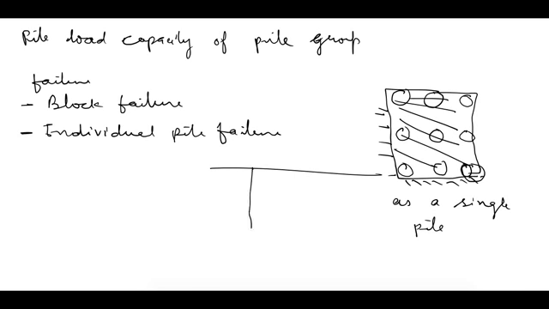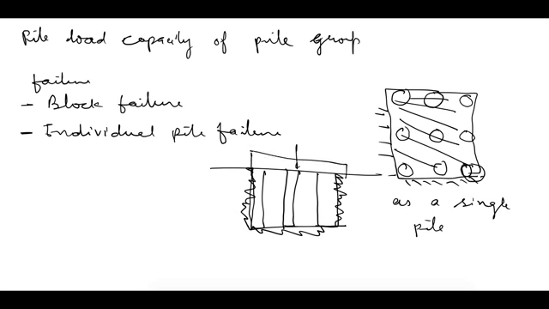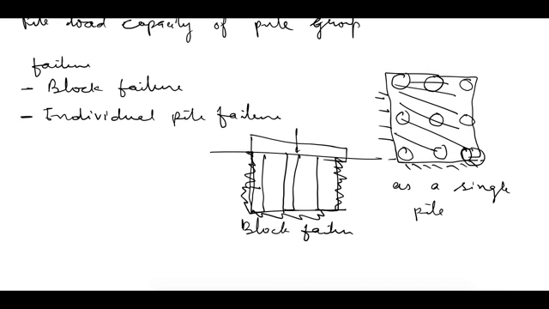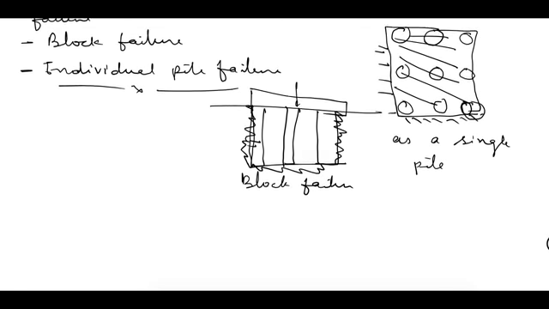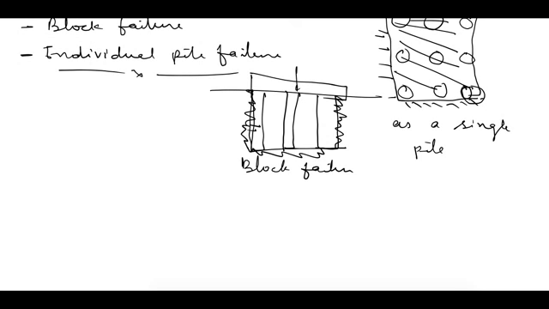That means if I'm making the elevation here, so let's say these are the 3 piles which we can see in this pile group. What will happen, this part will fail from this surface along this surface. So this unit can simply fail as a single unit, and that is called block failure. Whereas if a single pile is failing in this group, then it is an individual pile failure. So how do we find the pile load capacity for block failure?